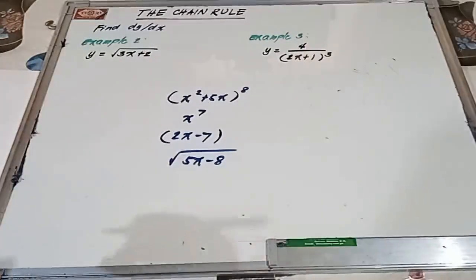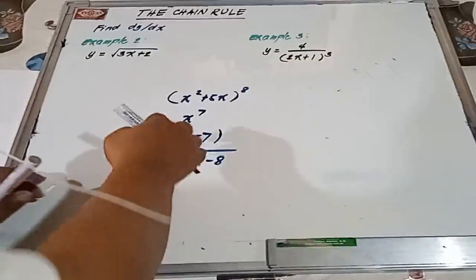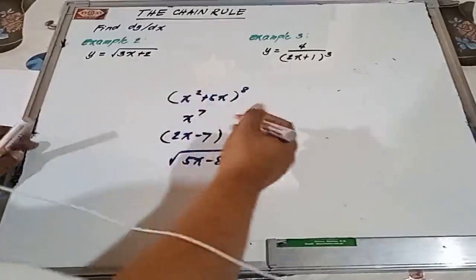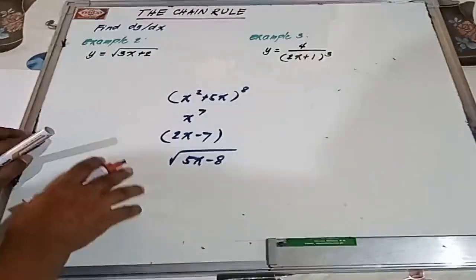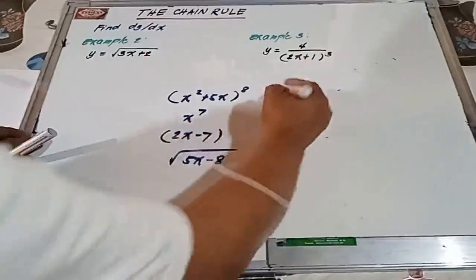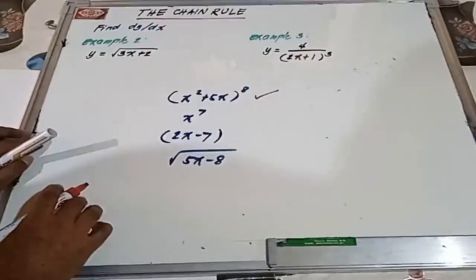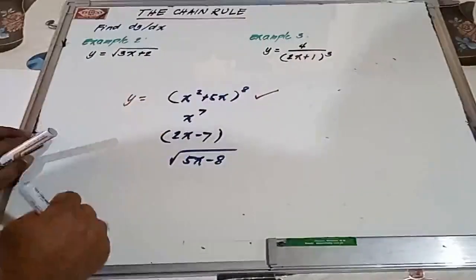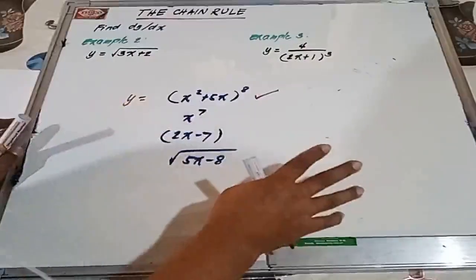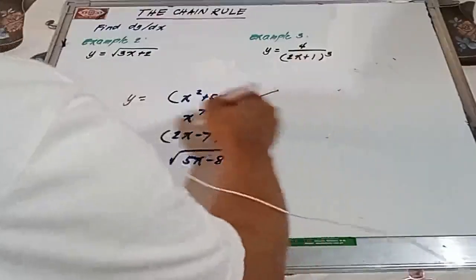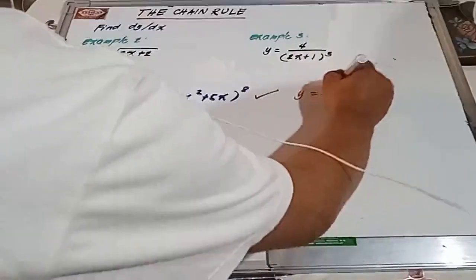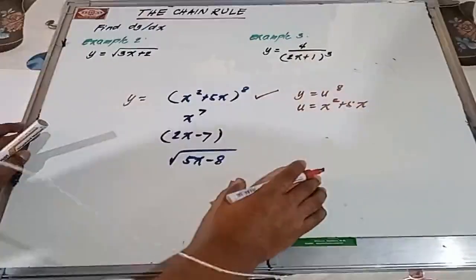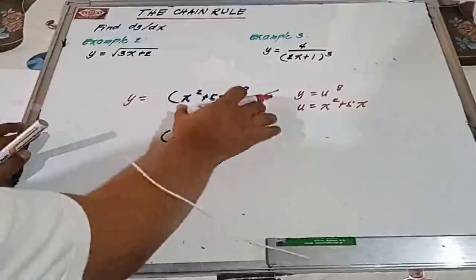Okay. We have the first expression is x squared plus 5x to the 8th power of this expression. Ito ba ay gagamitan ng chain rule o hindi? Okay. Dito ay gagamitan ng chain rule yan. Kasi po, that is a composite function. Kasi kung this is y equals that expression, hatiin natin siya into two functions, we can write this in this form. Y equals u to the 8th and u equals x squared plus 5x. So therefore, this is a composite function. Gagamitan siya ng chain rule.